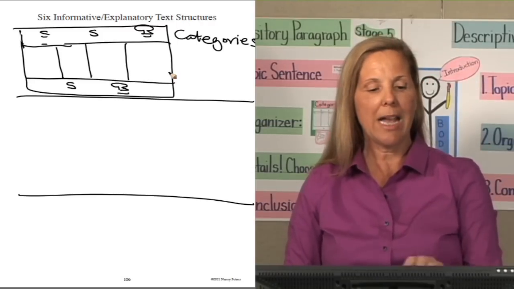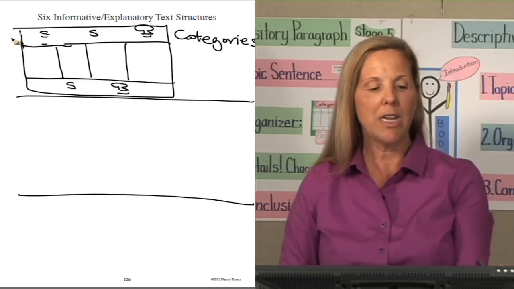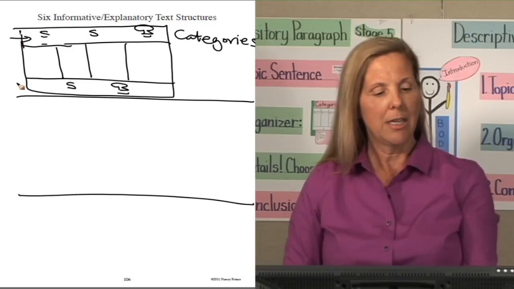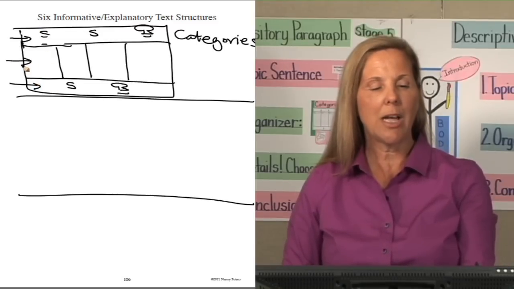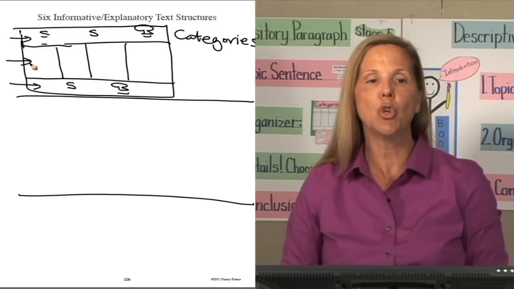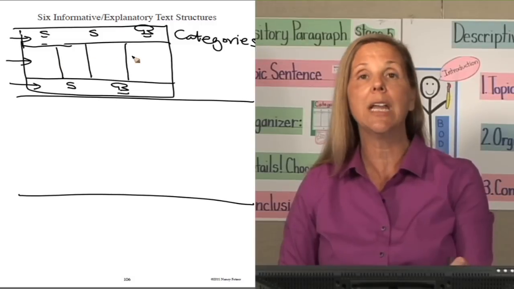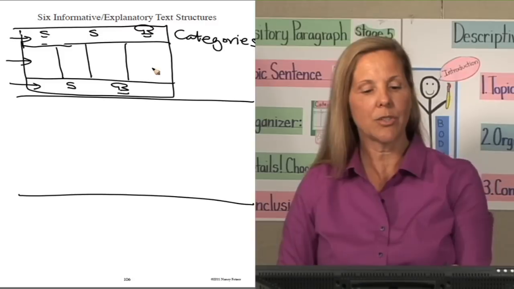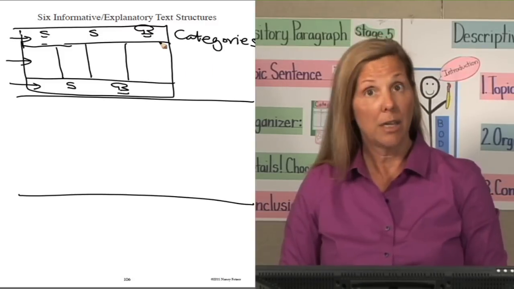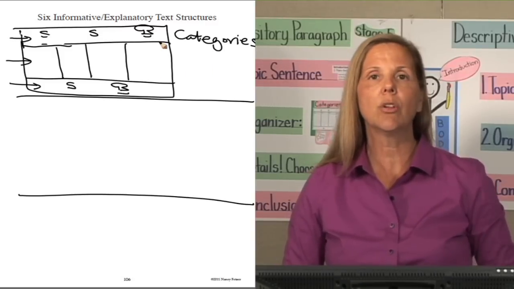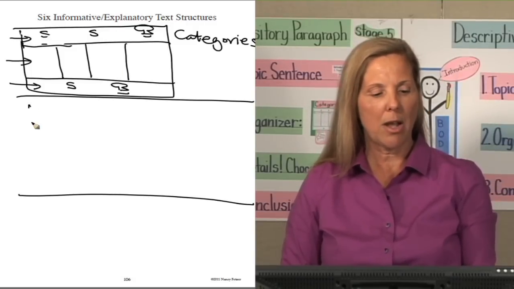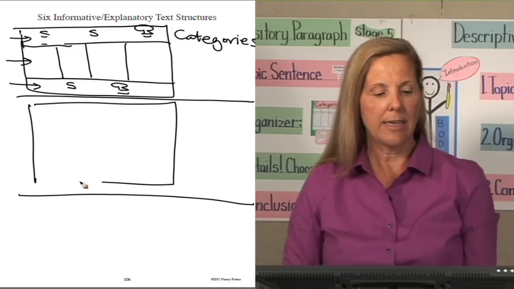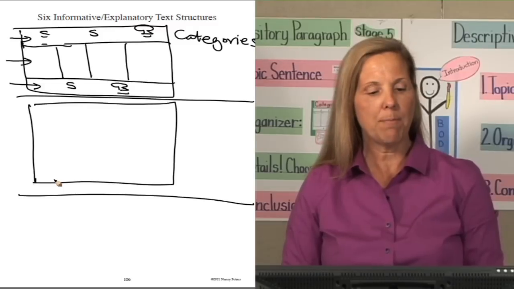So when we have categories, what do we have? Always SS light bulb on the top, S light bulb on the bottom for my topic sentence and conclusion, and the body is going to be organized into parts, boxes that will tell me these are the different details that I need to tell about the information. Let's do the hand signal. Categories, whole to part.